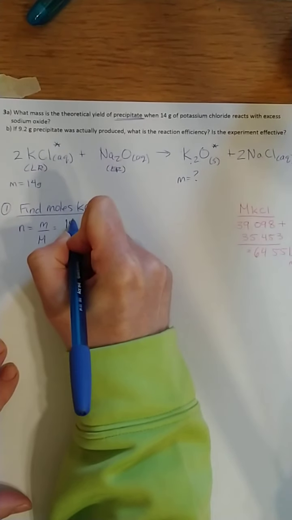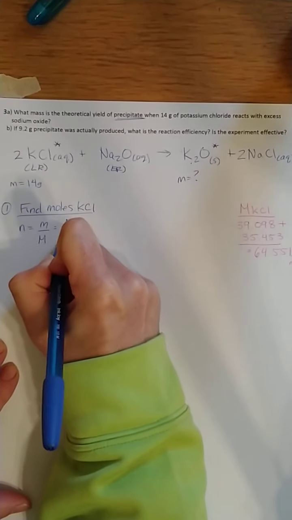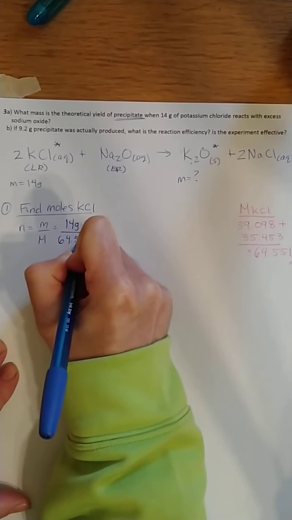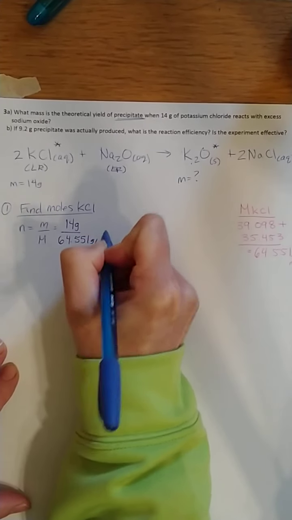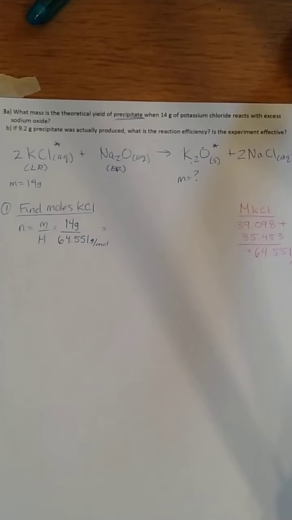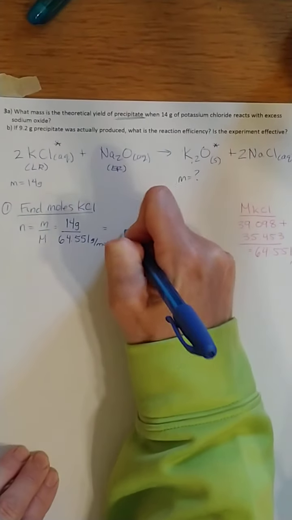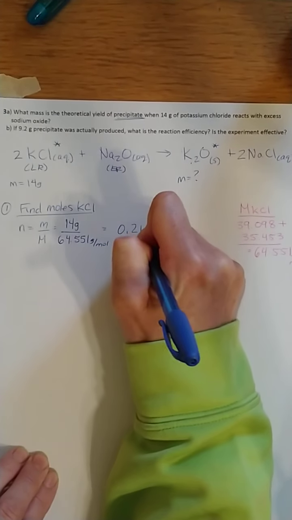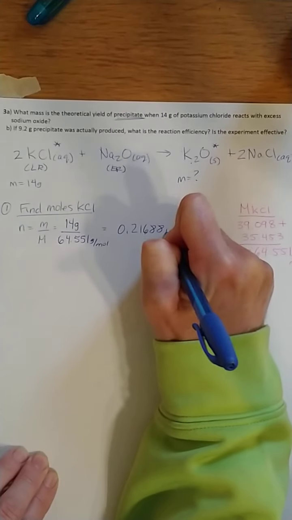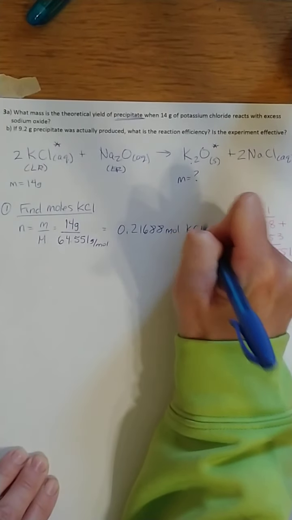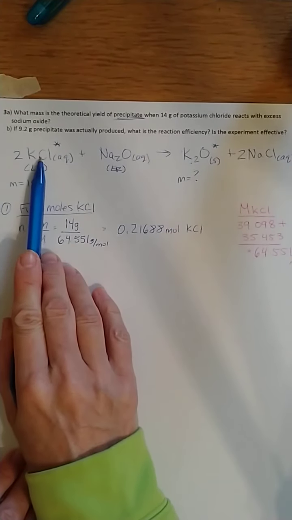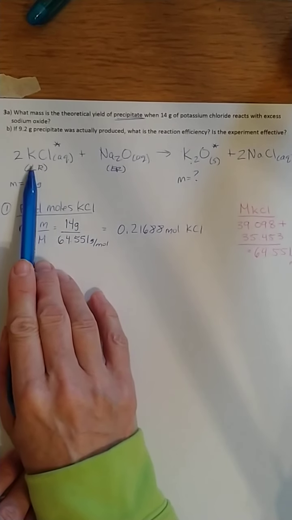So now we can go over here. We'll take our 14 grams. We'll divide it by 64.551 grams per mole. And that will give us our moles of KCl. So 0.21688 moles of KCl.